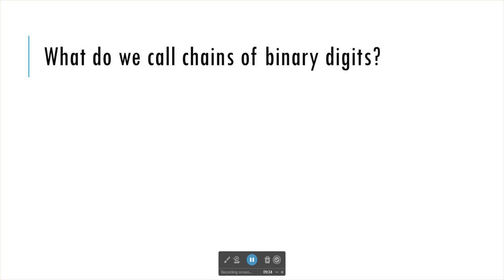What do we call chains of binary digits? I gave it away to you. They are bytes. So chains of those become bytes, and then we had those other names which referred to the length, and the length again is exponential on base 2.